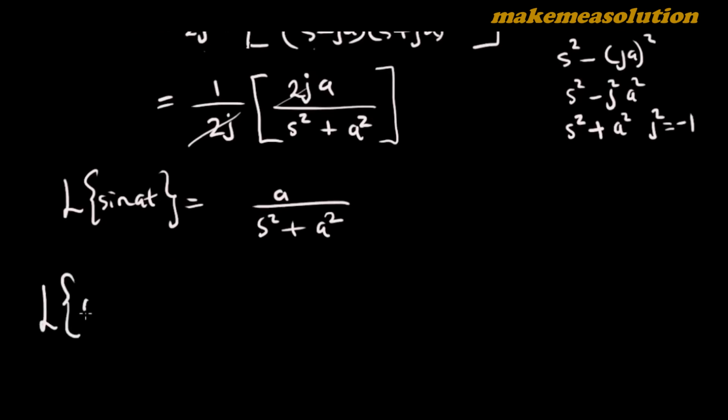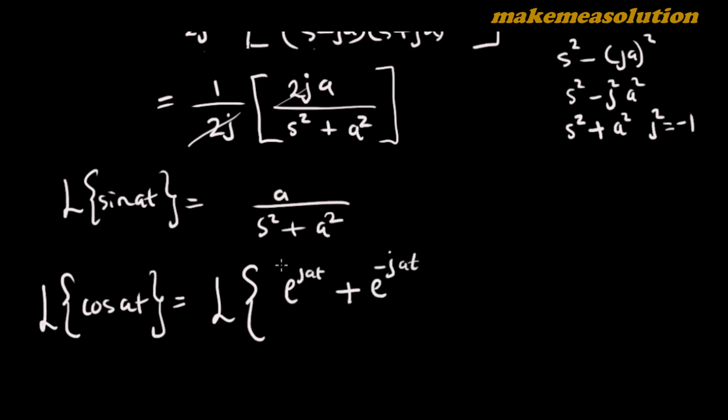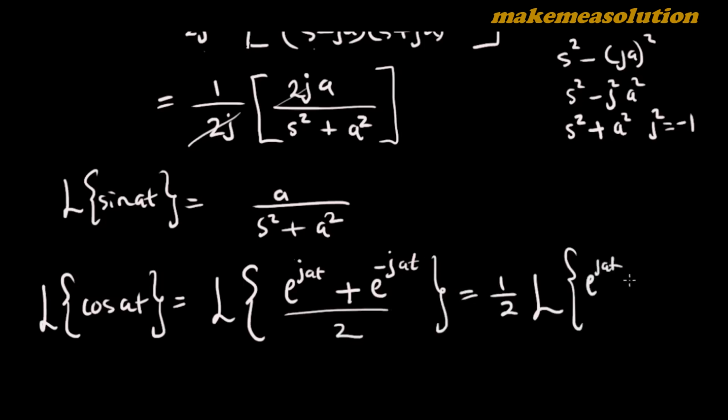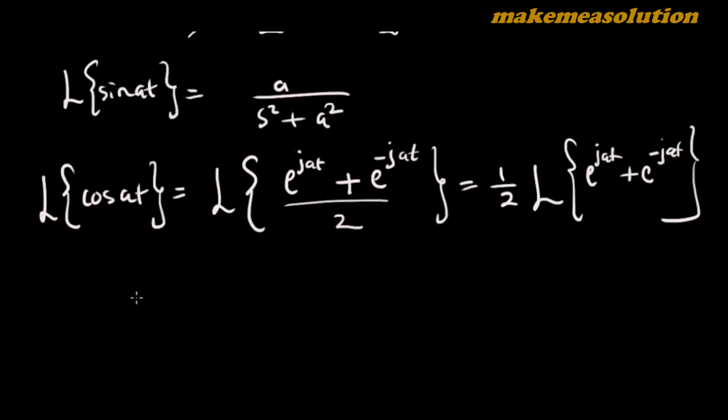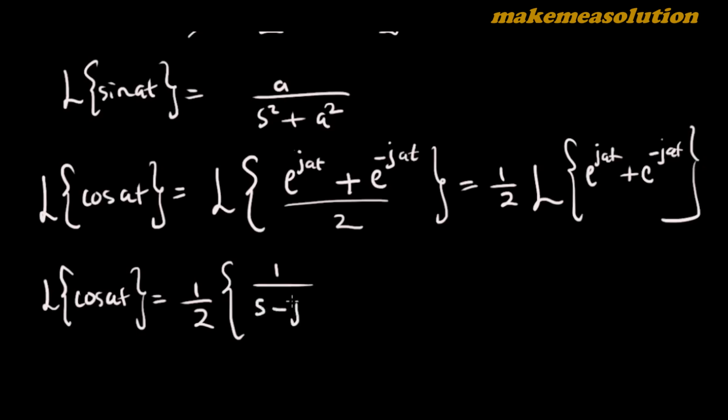Similarly, the Laplace transform of cos at can be solved. You can pause the video and do it by yourself, but if you want to practice along with me, it is the Laplace transform of exponential jat plus exponential minus jat over 2. So this is 1 over 2 times the Laplace transform of exponential jat plus exponential minus jat. The Laplace transform of cos at now becomes 1 over 2, and when we expand this, the Laplace transform of exponential jat is 1 over s minus ja, plus the Laplace transform of exponential negative jat, which is 1 over s plus ja, from our Laplace transform introduction.